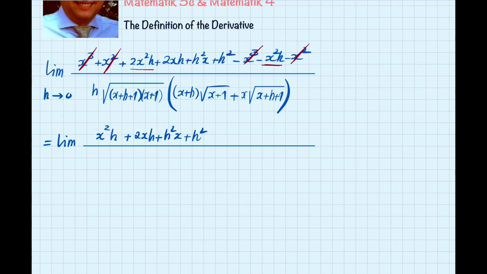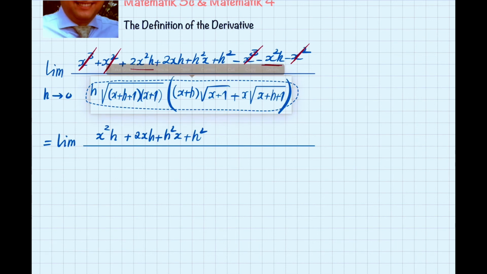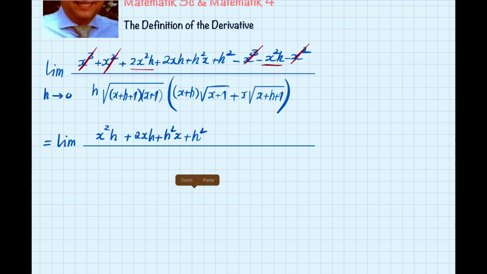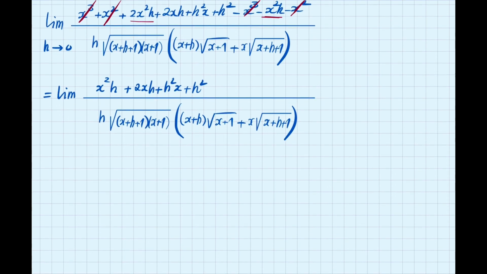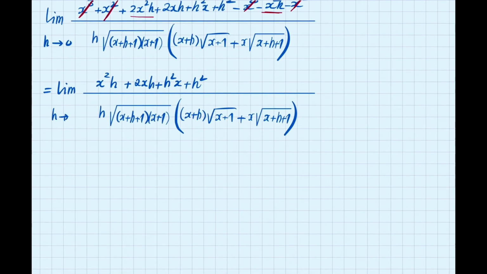Yes, so here I will go here and try to do the same thing. So I will take this one, copy, and put it here. Yes, but then you immediately realize what to do. You can see that in the numerator I can factor h out between these four terms. I can pull an h out. It becomes x squared plus 2x plus hx plus h, and then the denominator is actually as before.